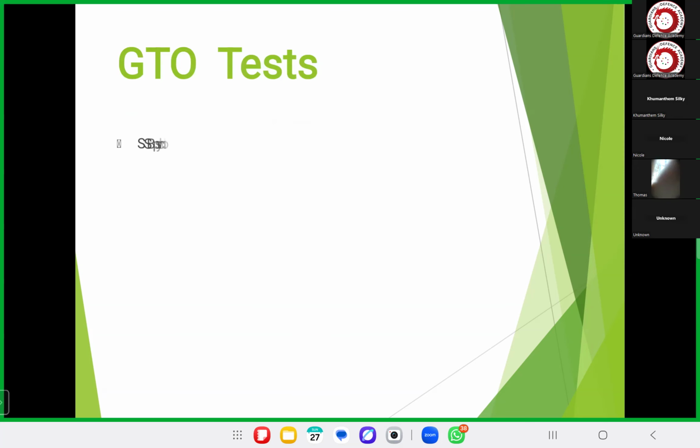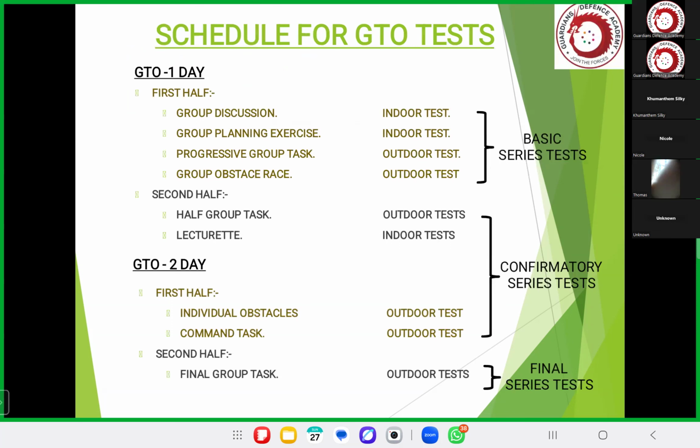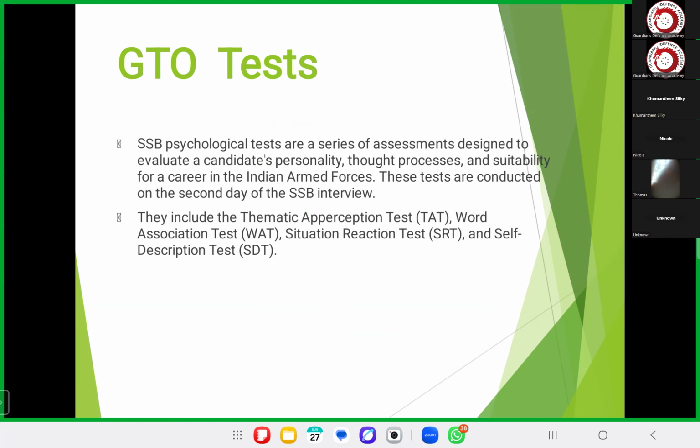After that comes the GTO test. One thing also is they're called the PIQ. So in the PIQ, or the personal information questionnaire, you give all your biodata, which is kept with the interviewing officer and with the psychologist. It helps them understand your personality and see your background.